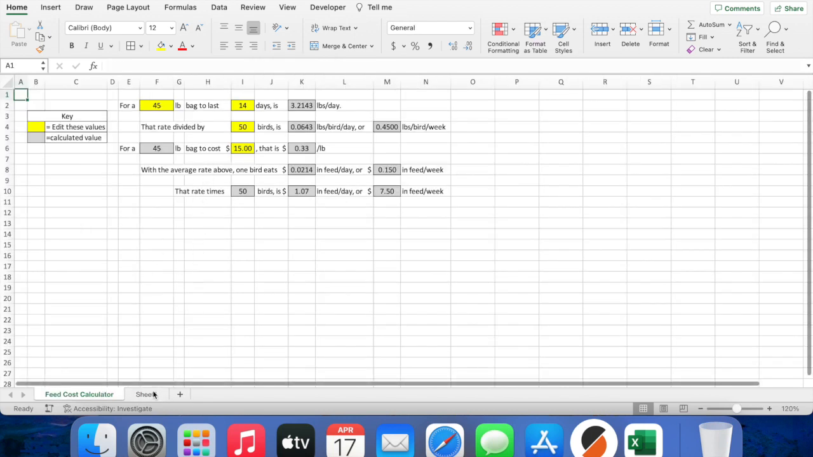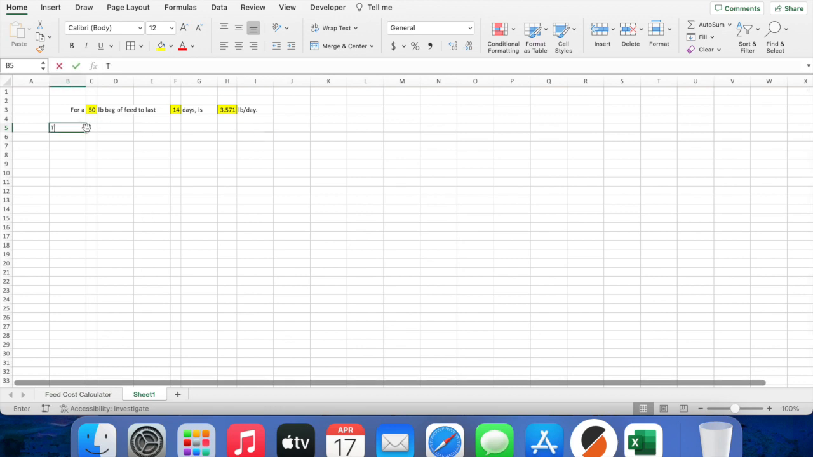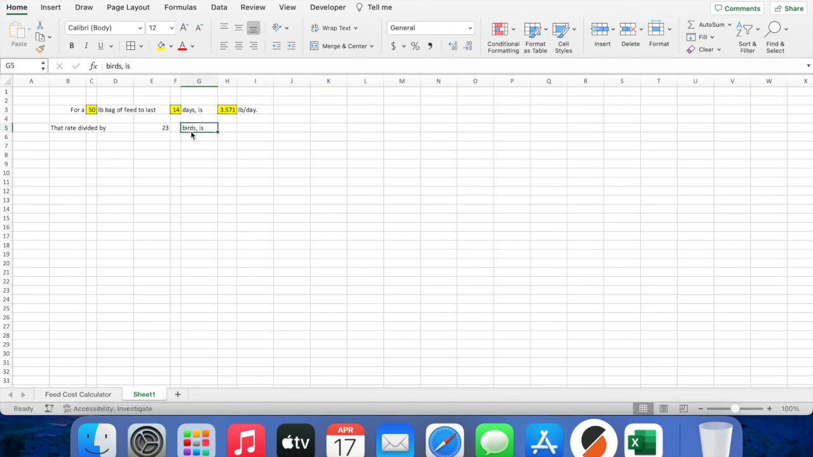Go to the next line. So add in how many birds you have. That rate divided by, you'll go to your new cell, say 23 birds is. Let me move this. I'm going to line it up underneath that same cell as the days. So we've got our input cell for how many birds we have. That 23, we'll be able to adjust.